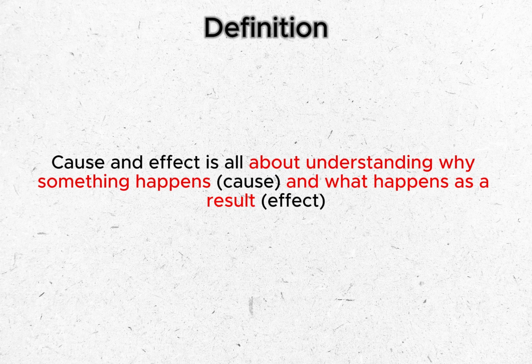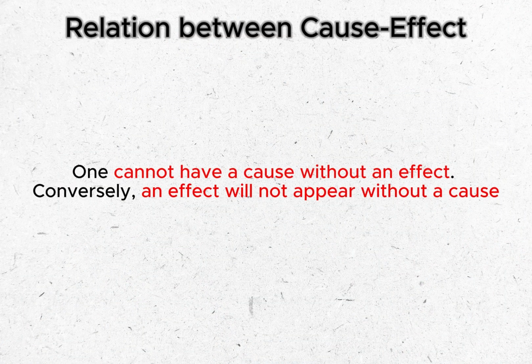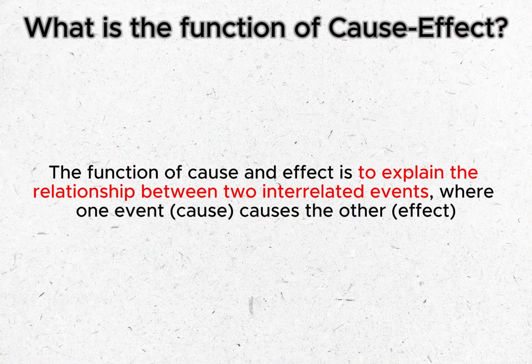Cause and effect is all about understanding why something happened and what happened as a result. What is the relationship between cause and effect? One, you cannot have a cause without an effect. Conversely, an effect will not appear without a cause. What is the function of cause and effect? The function of cause and effect is to explain the relationship between two interrelated events, where one, the cause, causes the other, the effect.